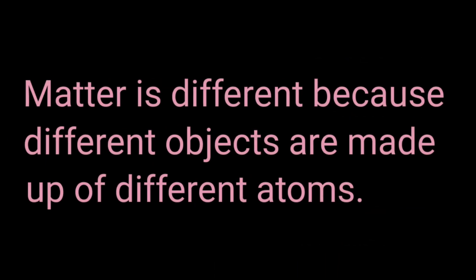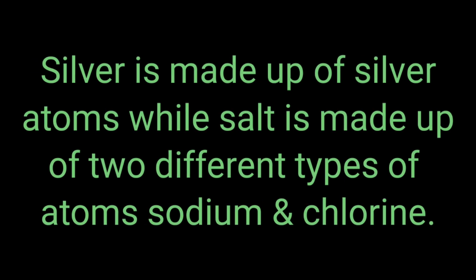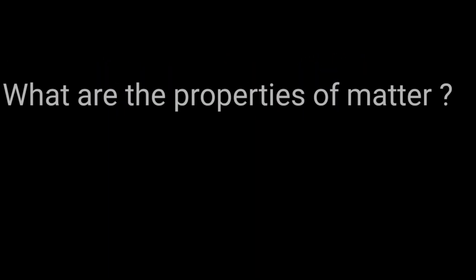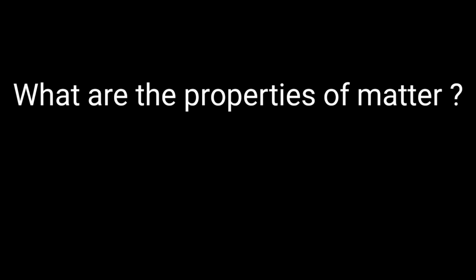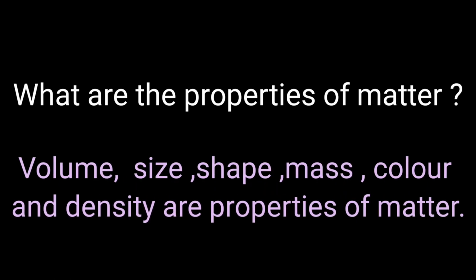We have learnt that matter is different because different objects are made up of different atoms. For example, silver is made up of silver atoms, while salt is made up of two different types of atoms, like sodium and chlorine. What are the properties of matter? Volume, size, shape, mass, color and density. These are the properties of matter.